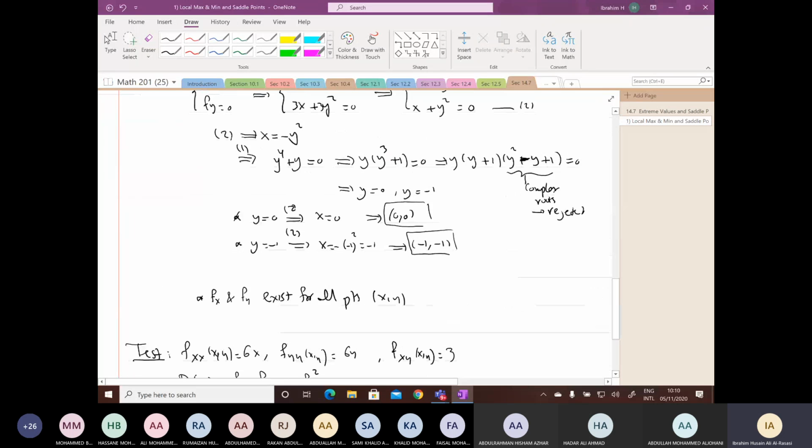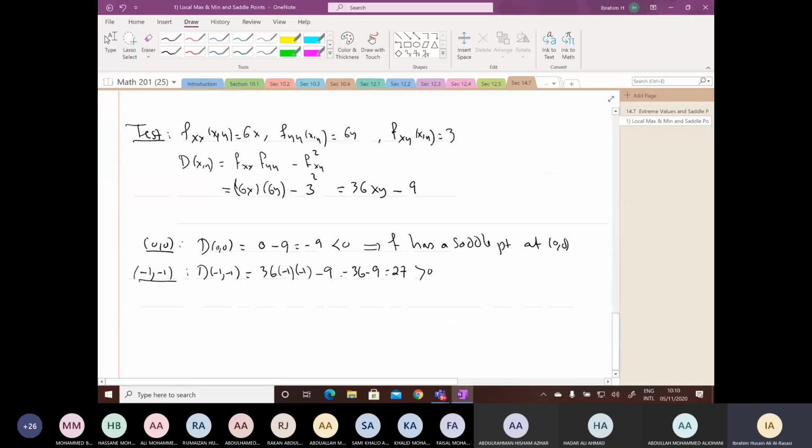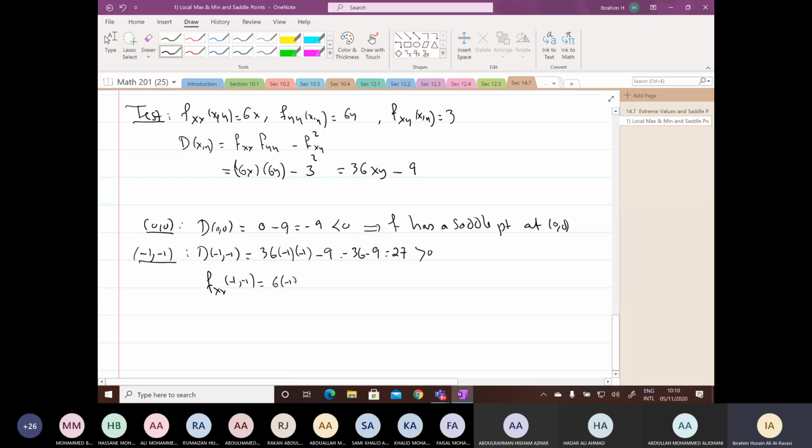So what is f sub xx at (-1, -1)? It will be 6 times minus 1, which is minus 6, which is negative. So this implies f has a local max at (-1, -1). So this is how to check or classify the critical points.